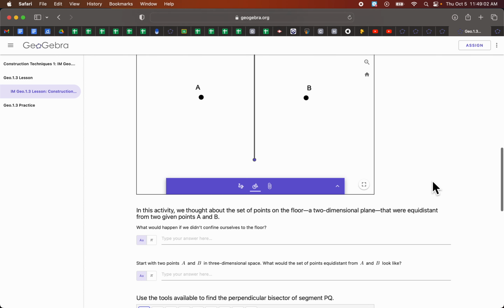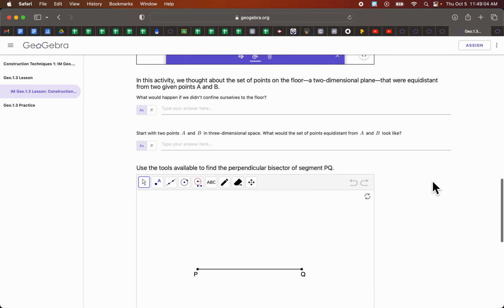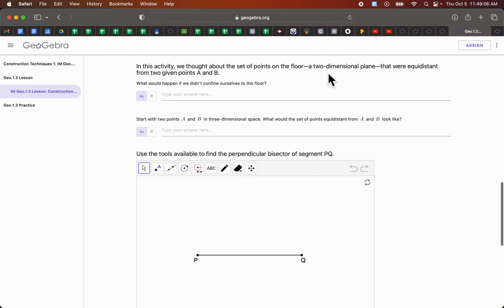Okay, great. In this activity, we thought about the set of points on the floor, which is a two-dimensional plane, right? Plane means a flat surface, that were equidistant, equal distance from two given points, point A and point B, like the plant and the paper roll. Okay, what would happen if we didn't confine ourselves to the floor?